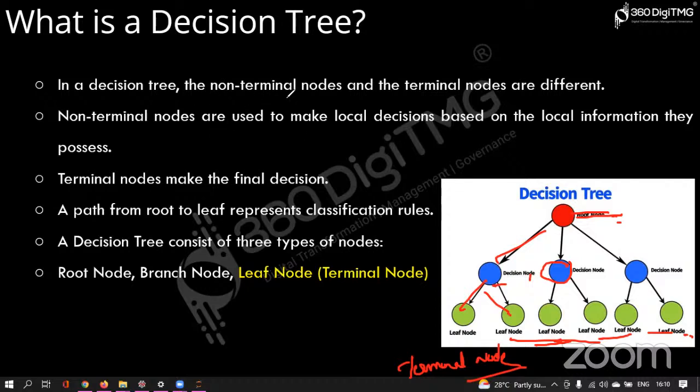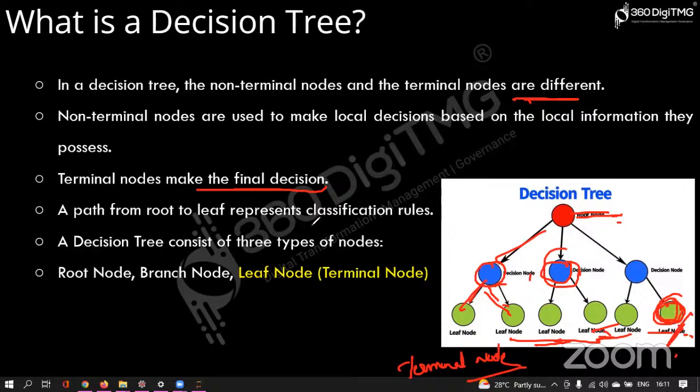In a decision tree, the non-terminal nodes and the terminal nodes are different. Non-terminal nodes are used to make local decisions, based on local information, and we keep splitting. Terminal nodes make the final decision. Once the final decision is made, that is the end of the tree. Here you can see the leaf node, which is also called a terminal node.